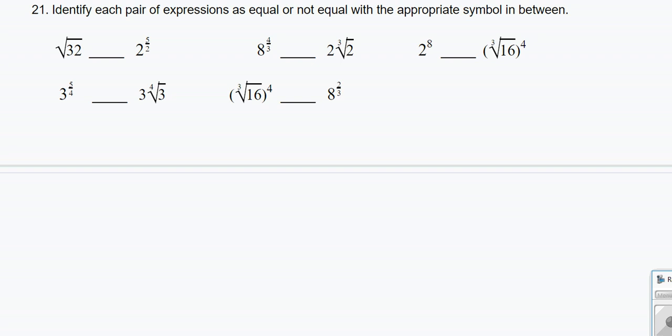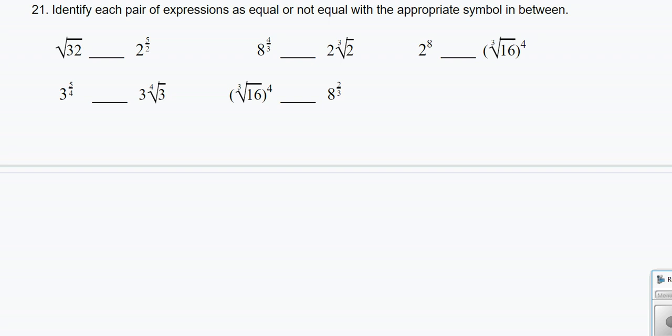Alright, number 21. I know that your instinct is going to be to look at this and say, oh, I can just plug that in the calculator. You absolutely can. But its purpose is to help you practice the properties of exponents so that you can answer the other questions, the ones that look more difficult, that are much harder to put in your calculator. It's helpful for you to be able to do these things here.